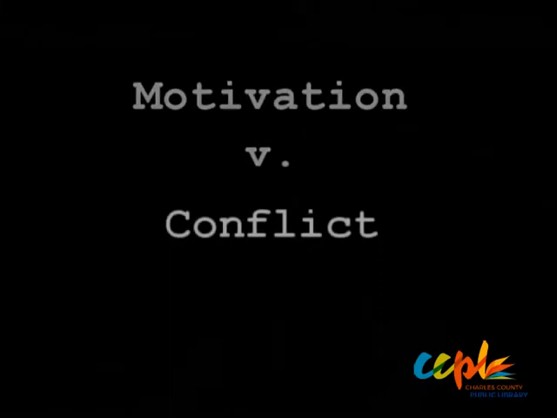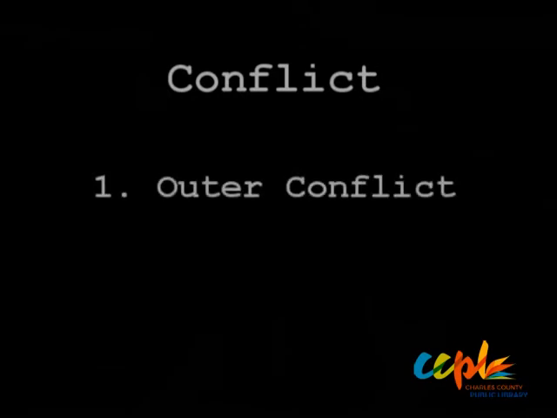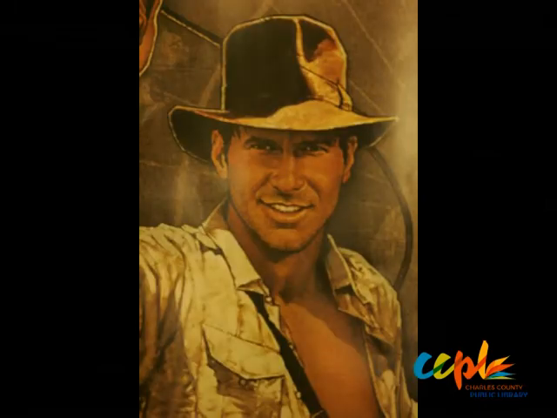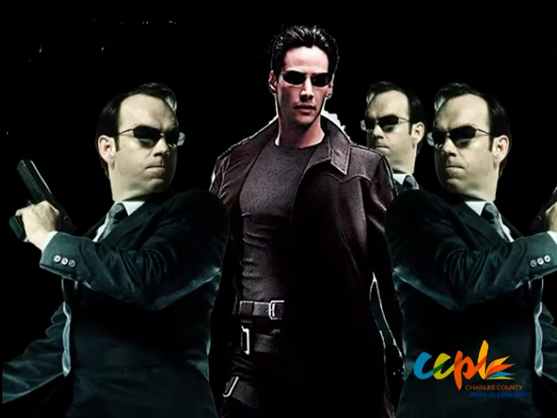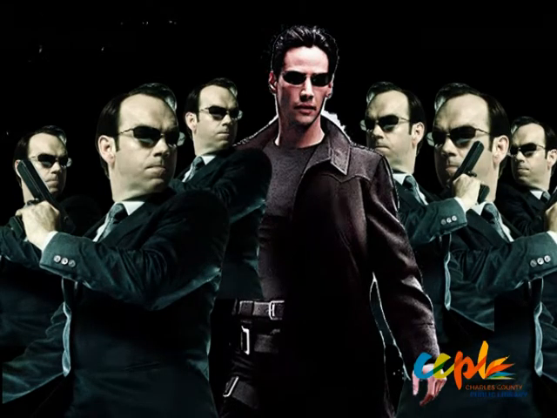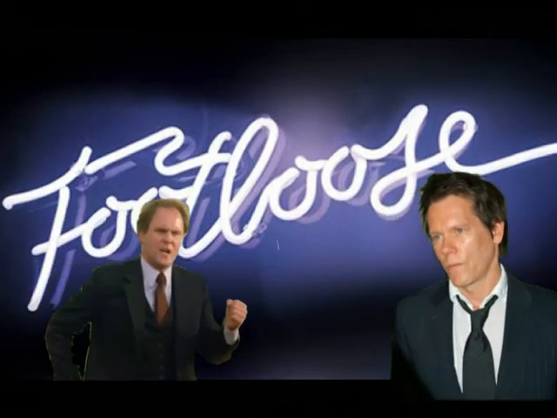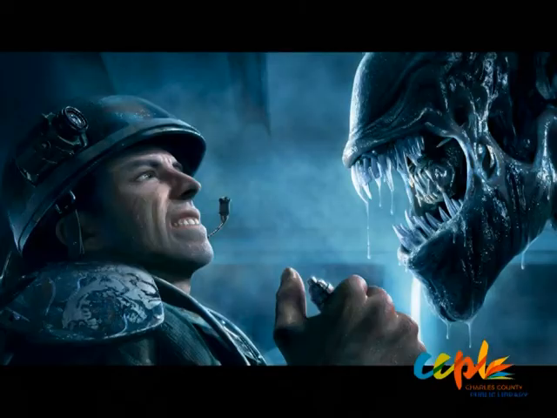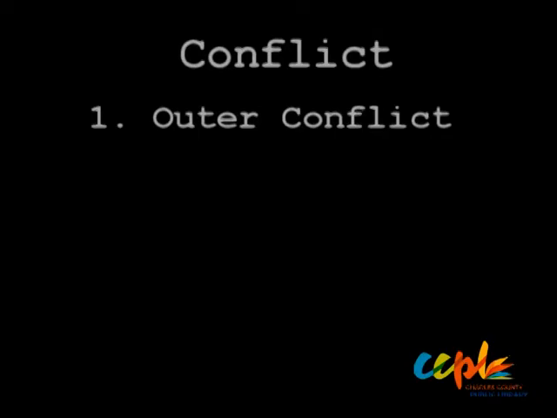Just like motivation, though, there are two types of conflict. Outer conflict are the physical obstacles that prevent the character from achieving their outer motivation or physical goal. For Indiana Jones, it might be snakes or Nazis. For Neo in the Matrix trilogy, it might be 100 Agent Smiths. In Footloose, it was a town ordinance against rock music and dancing in the form of a local preacher. Police, lawsuits, fire, aliens, evil robots, or booby traps are all obstacles in the way of your hero and are part of the outer conflict.